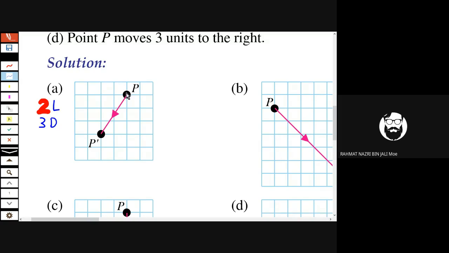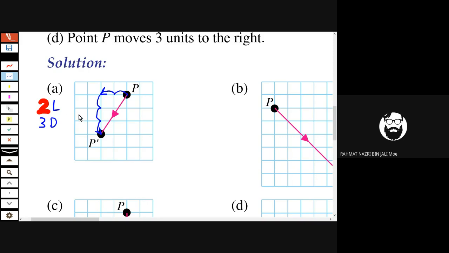So this is object P. This object P, the point P, will move to the left 2 boxes. 1, 2. And then continue its journey downward, 3 units or 3 boxes. 1, vertically, 2, 3.